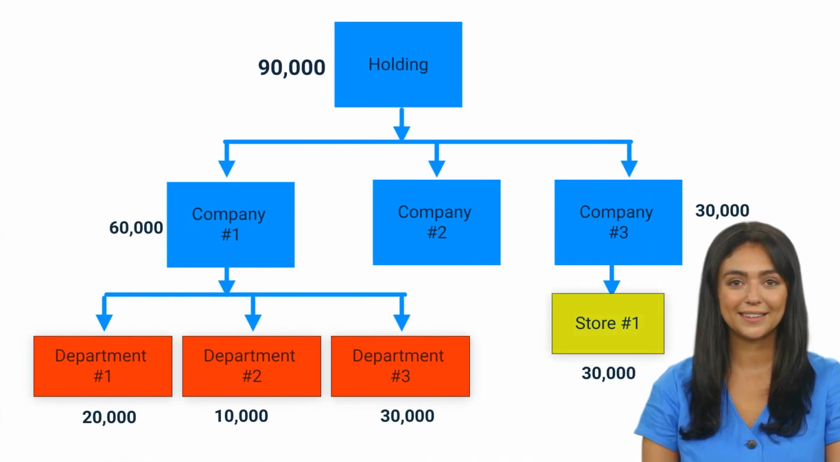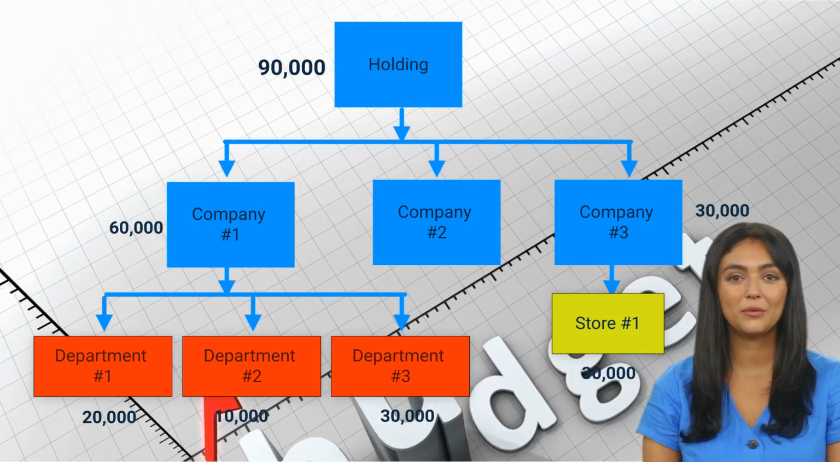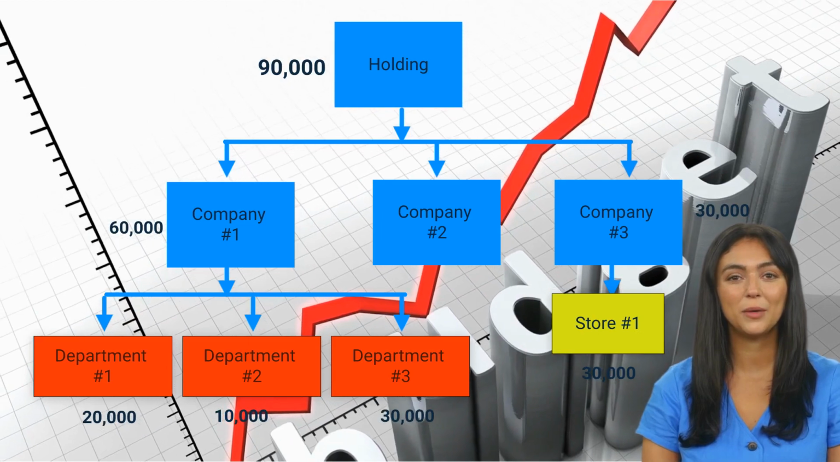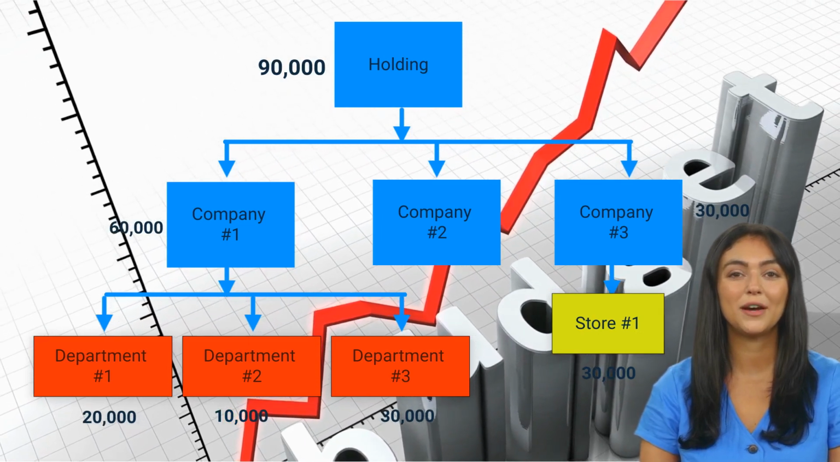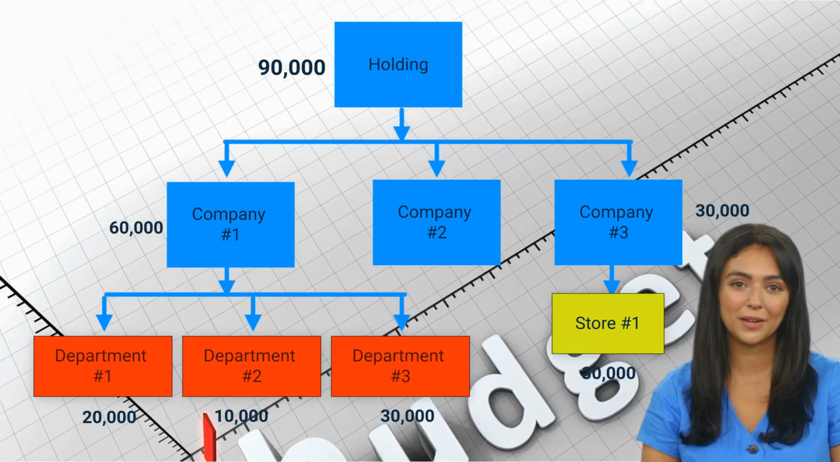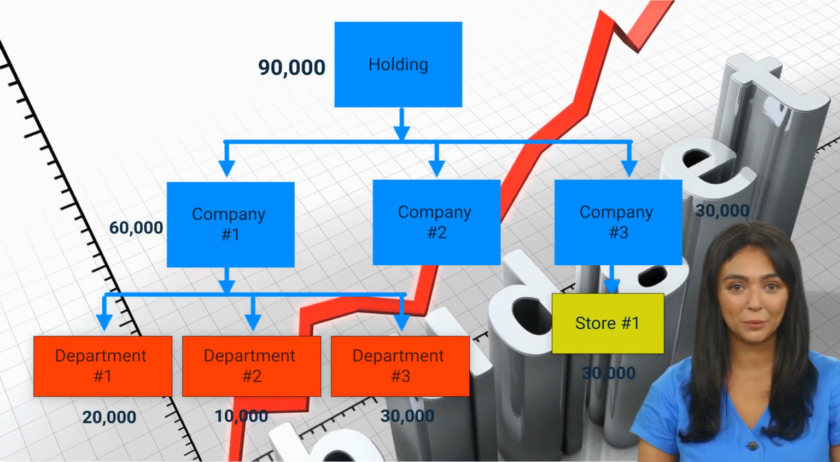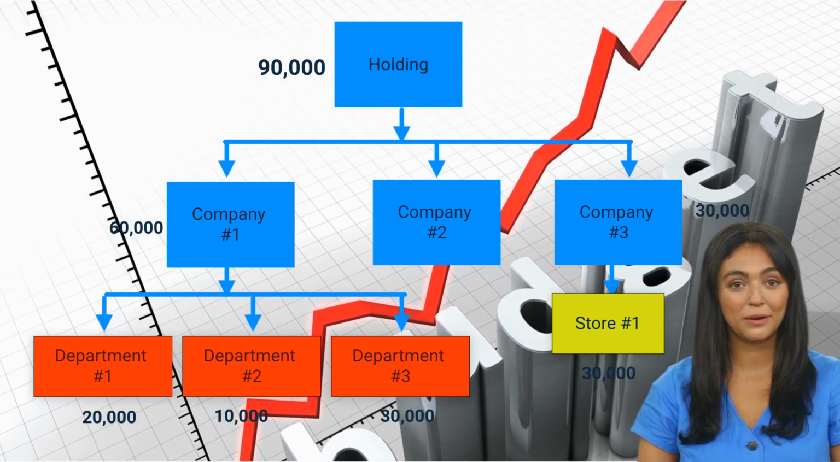As I mentioned, setting your budget is always done from the ground up. In this case, you set the budget for department number 1 and department number 2 and number 3 for company number 1 and for store number 1 for company number 3. The system will tally the budget for company number 1 and company number 3 and the holding company.